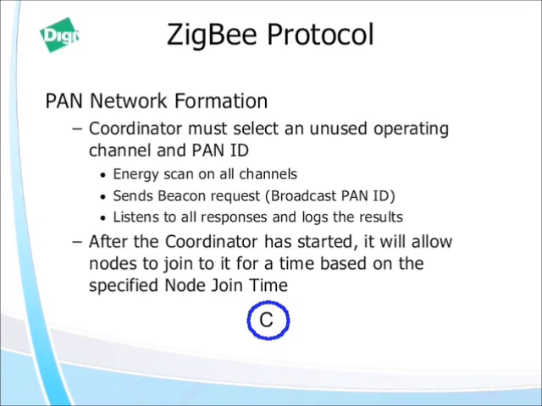What happens is that the coordinator node is going to scan the actual RF energy across all of the 16 channels that it has in its band. It's going to try and pick the channel with the lowest amount of energy present on it, the quietest channel. It's going to send out a beacon request to see if that PAN ID has already been established by somebody else. And if it's in the clear, it's going to choose that channel and PAN ID combination to establish a network.